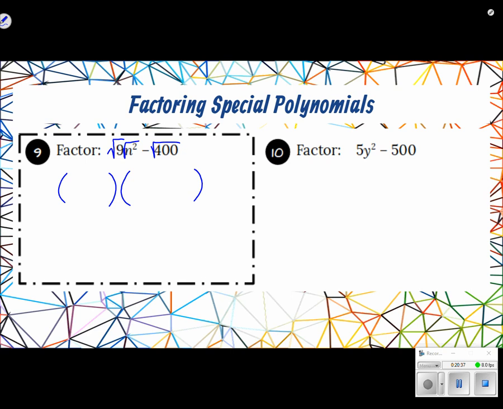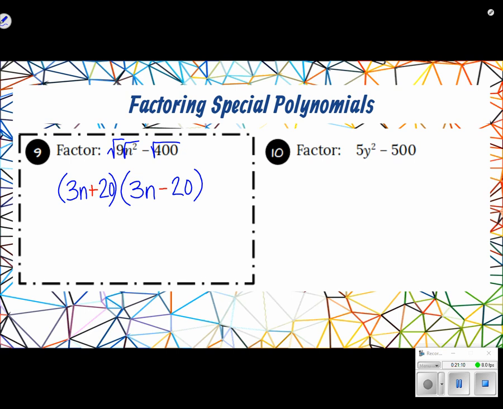So the 9, the square root of 9 is 3. The square root of n squared is n. The square root of 400 is 20. But to get that to be a negative 400 when I multiply it out, you have to have one with a plus, the other with a minus. Doesn't matter the order. You could have 3n minus 20 and 3n plus 20. But you have to have one with each sign. You can't have the same, because if I had the same, then I would be in what we were working with before, and those were all trinomials.